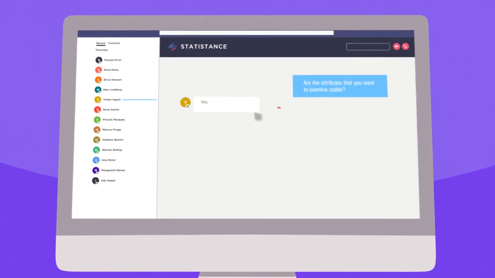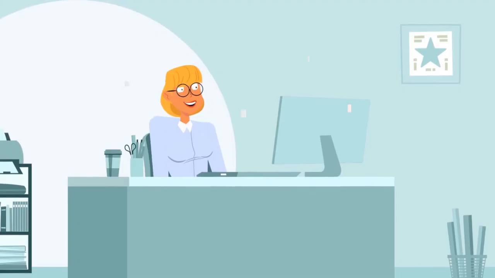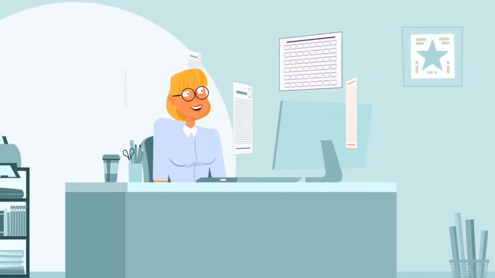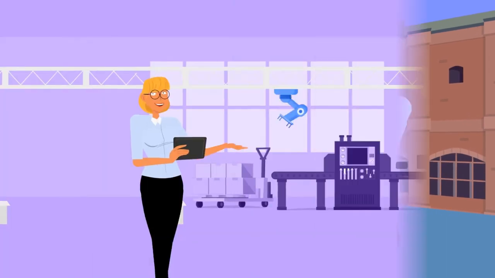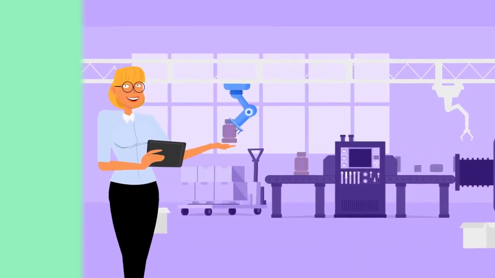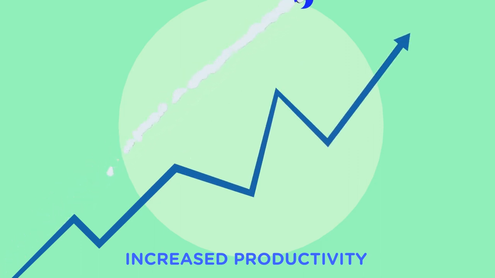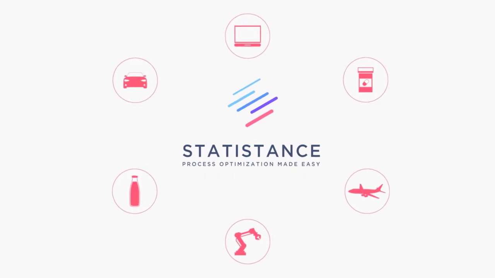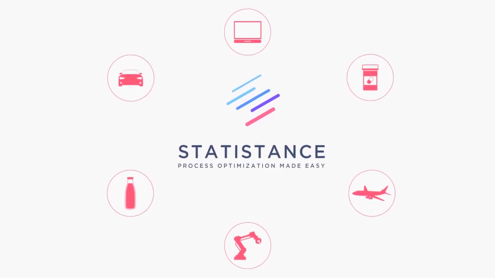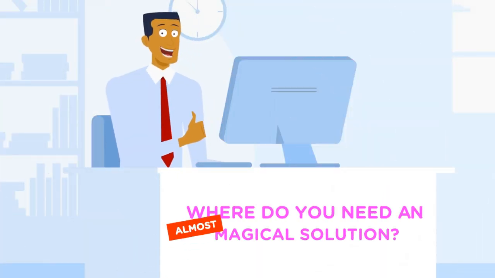This can be done in two ways. Either you answer a couple of questions in a chatbot, or your data is analyzed automatically, just like in Mrs. Adams' case. Keep all deliveries right on time, have a continuous production flow, and see productivity skyrocket. This could be you too. Automotive, food, or medical technology, statistics works no matter what industry you are in. So, where do you need an almost magical solution?